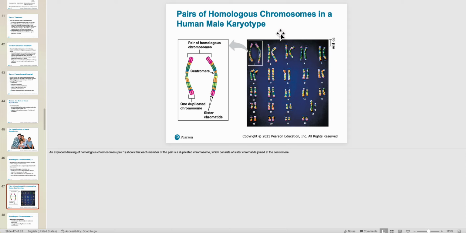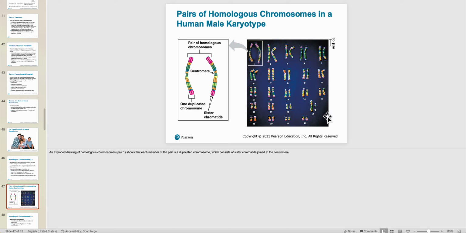The one on the right came from daddy. Mommy, daddy, mommy, daddy, mommy, daddy, and so on. For every one of these sets, the first one came from mommy. The second one came from daddy. Now, how do I know? Because that Y is determined by the daddy.